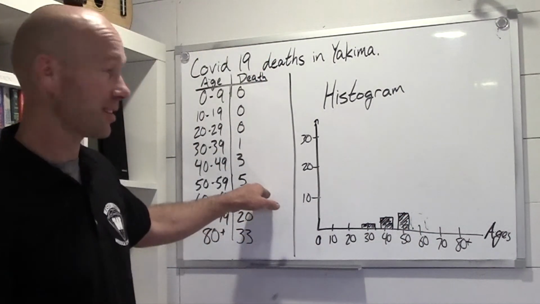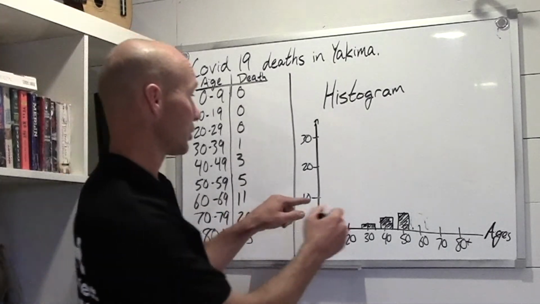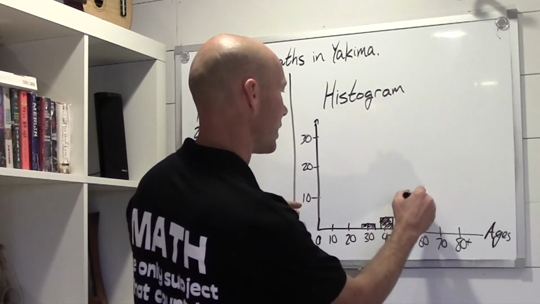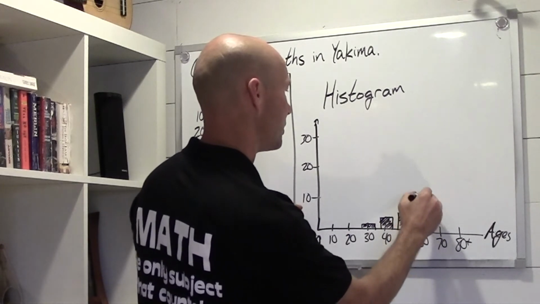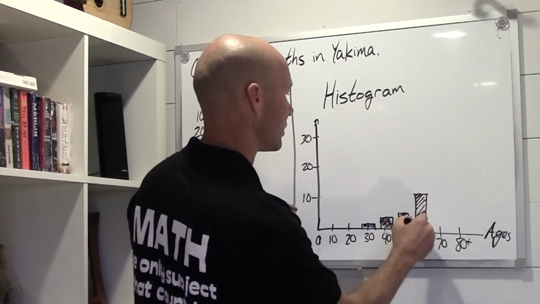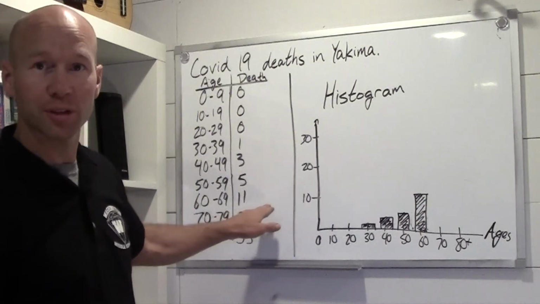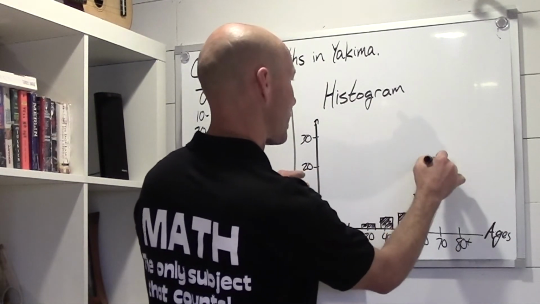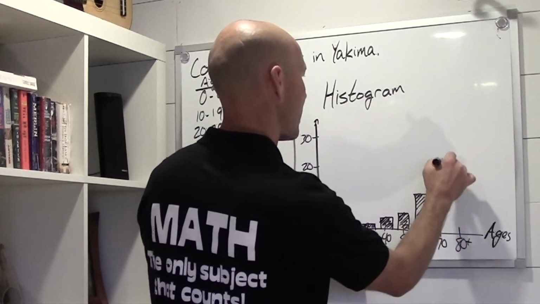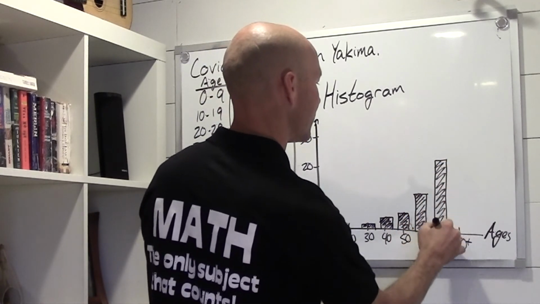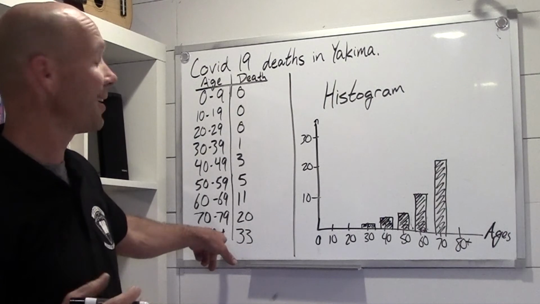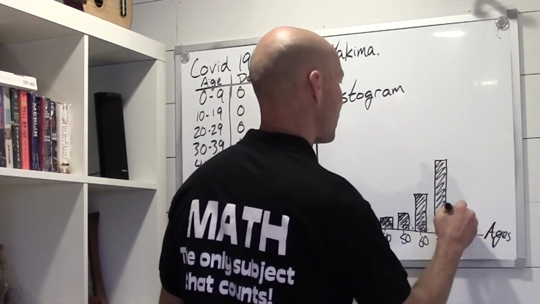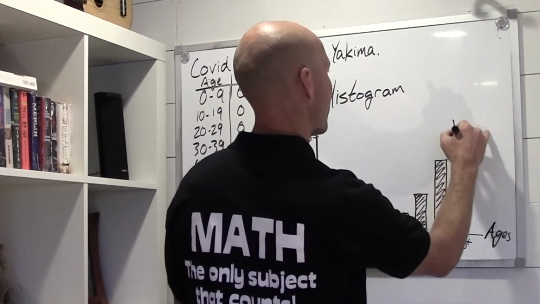People in their 60s, we've got 11. So we're up above the 10 mark there. We're going to go to 11 people in their 60s. How many people in their 70s? Okay, we're all the way up to 20 people in their 70s. So we're going right across to there. And people in their 80s, we've got 33. So we're going all the way up, past the 30 mark, right about there.